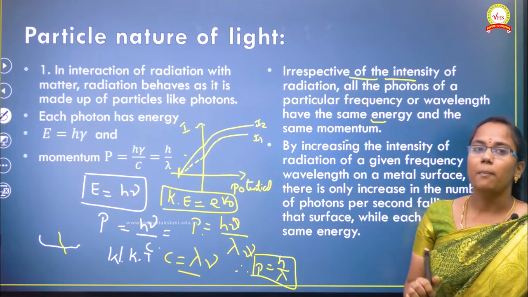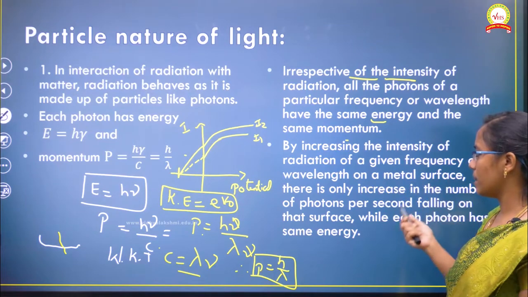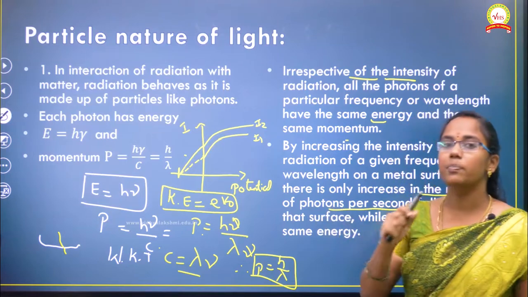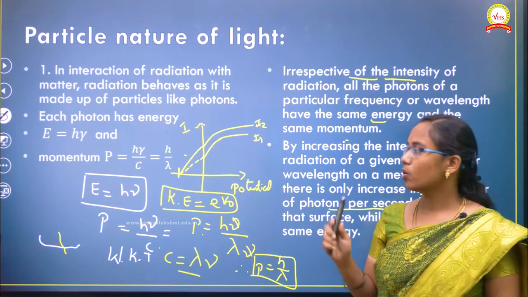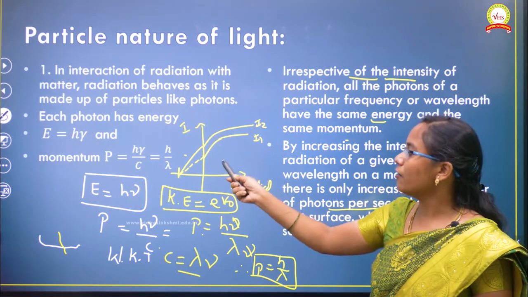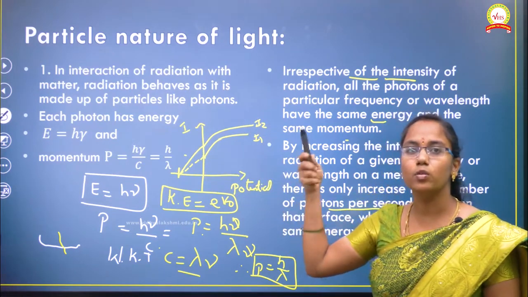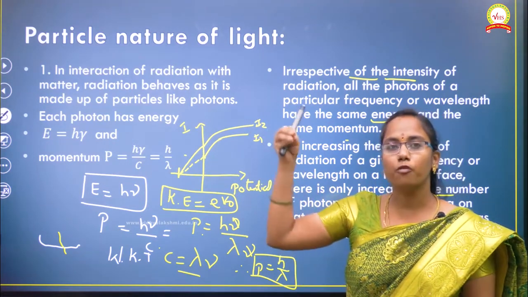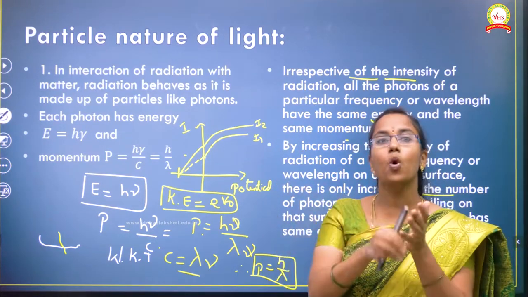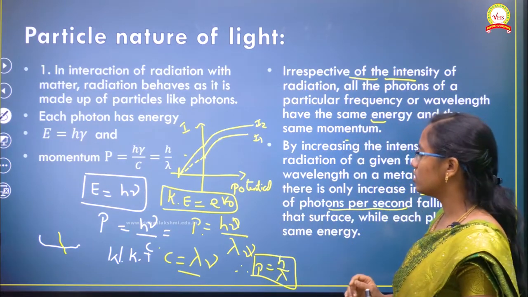And the third point, by increasing the intensity of radiation of given frequency or wavelength on a metal surface, there is only an increase in the number of photons emitted per second on that surface, okay. So saturation current is increasing here, right? You can see from the graph, as you increase the intensity, the value of current is increasing, hence the saturation current value is increasing. So the meaning is the number of photons falling on the metal surface has increased, so that it can eject out more electrons from the metal surface. That's the meaning here, okay. So this is the third property.